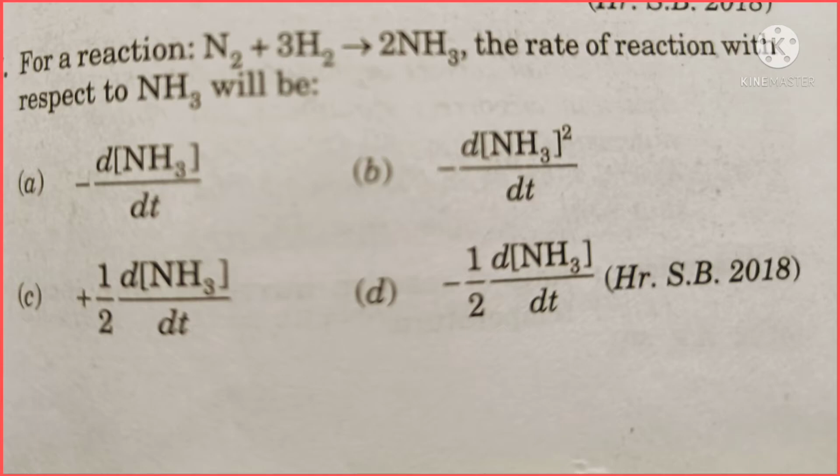For a reaction N2 plus 3H2 gives 2NH3, the rate of reaction with respect to NH3 will be plus 1 upon 2 change in concentration of NH3 with dt. That is option C is the correct option. This is because plus sign is to be put because ammonia is a product, there is an increase in its concentration and we have to divide it with the stoichiometric coefficient 2 so that the answer in terms of all reactant and products comes out to be the same.